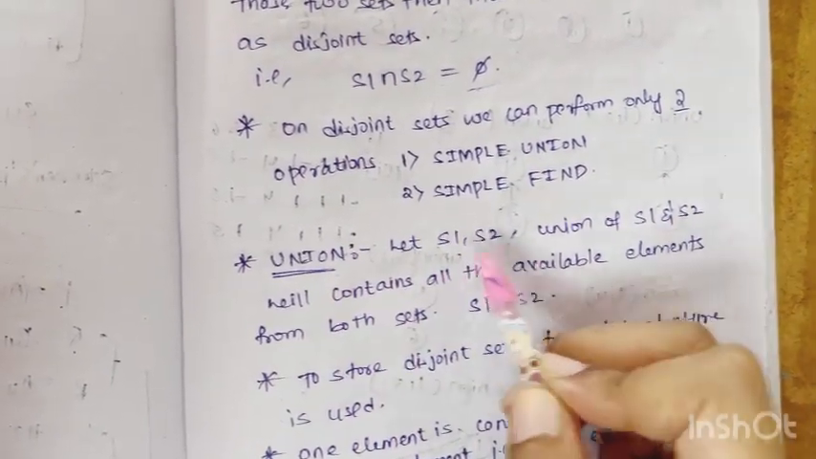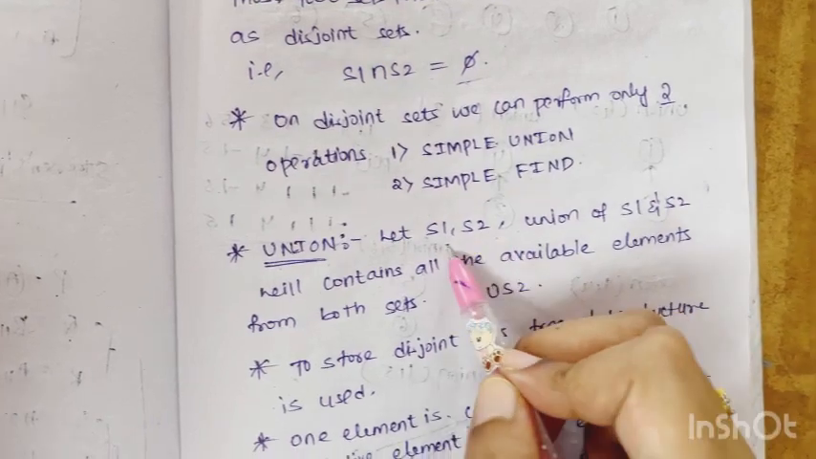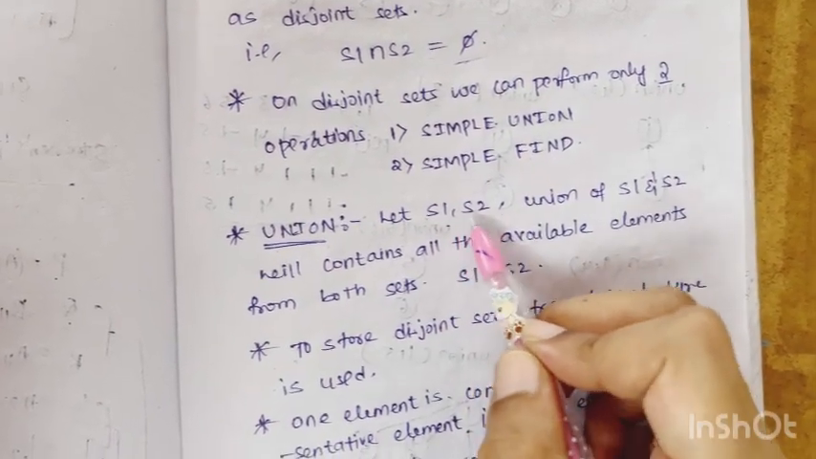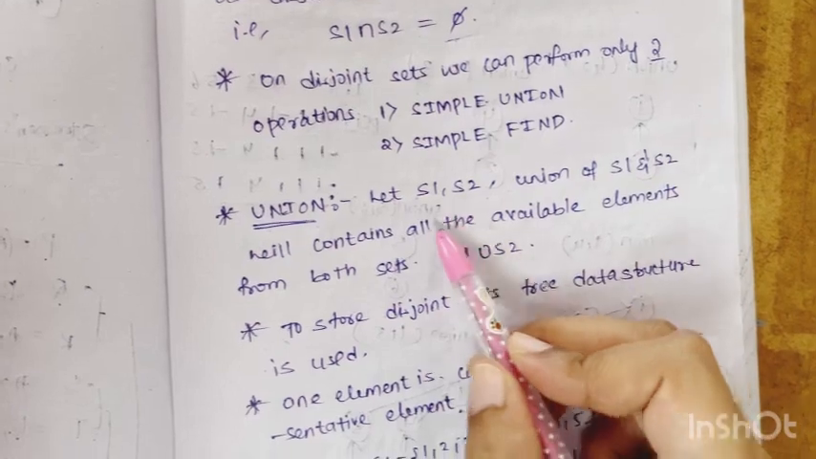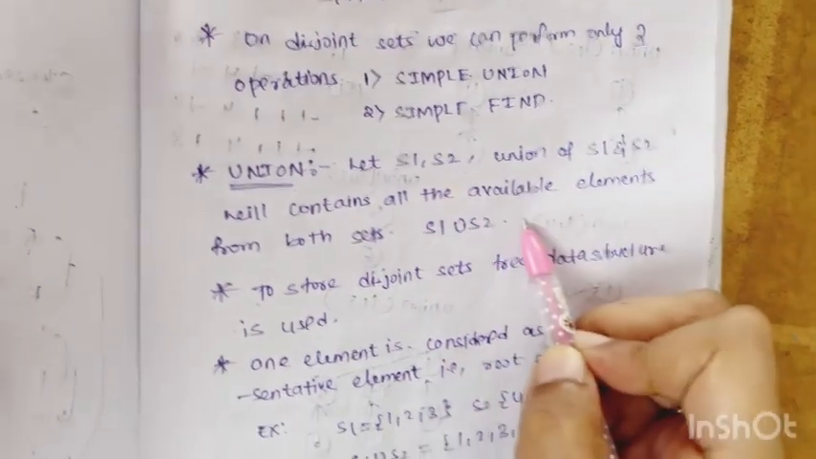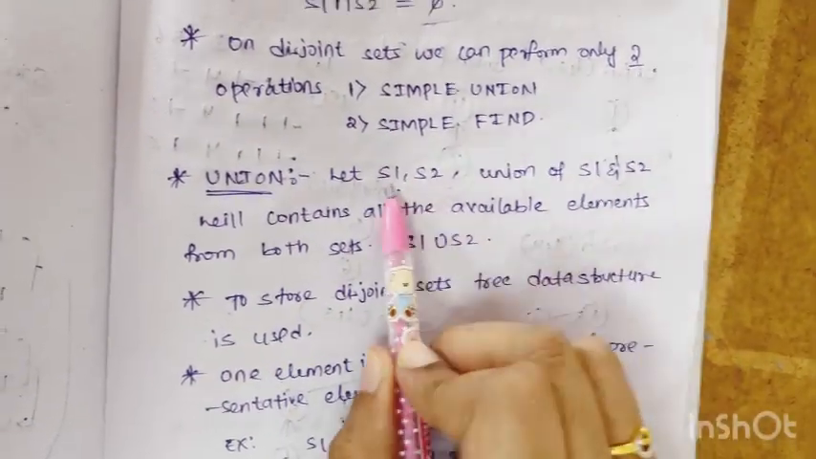So S1 and S2, if we are doing the union of S1 and S2, how are we doing it? S1 union S2 will give the result as all available elements of S1 and S2.